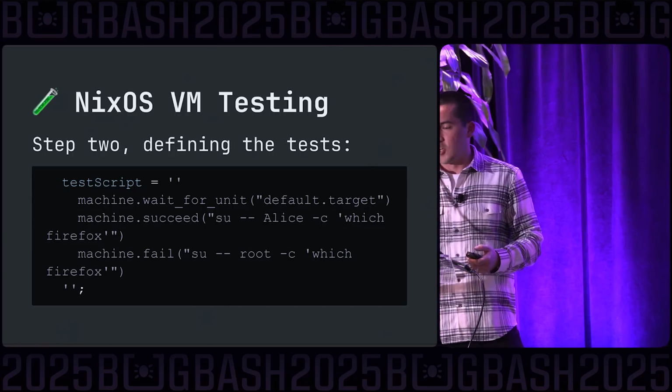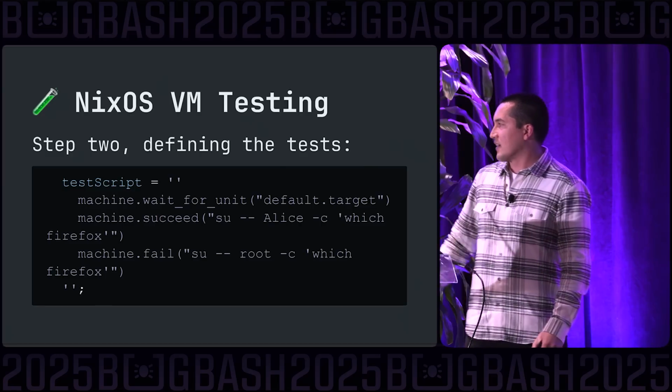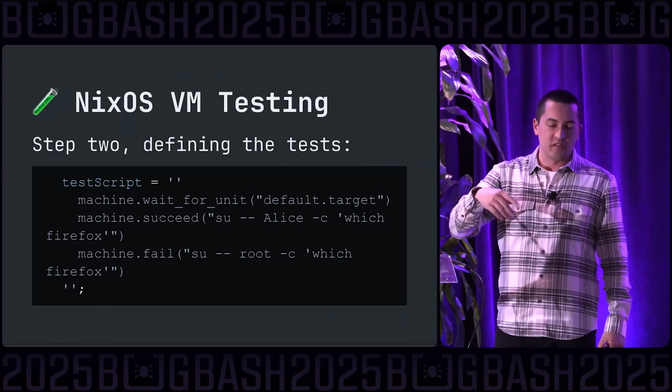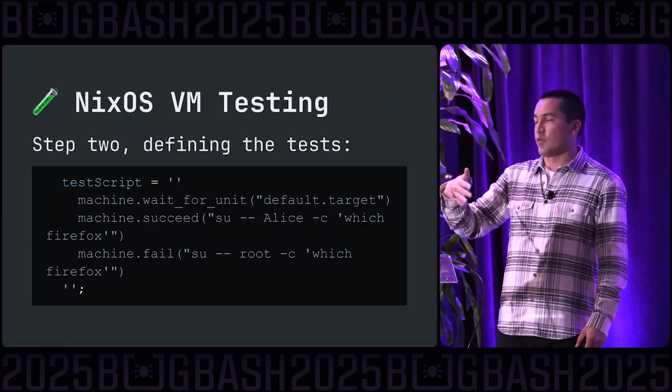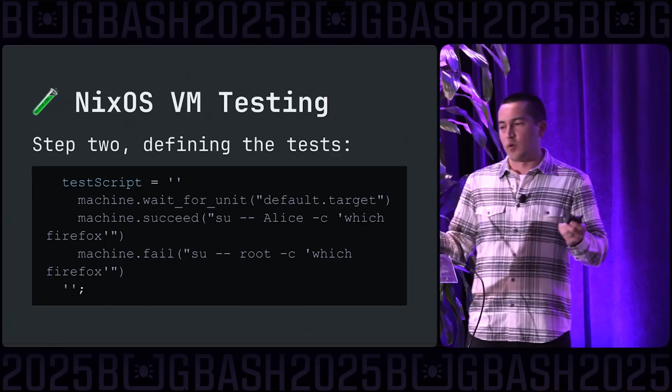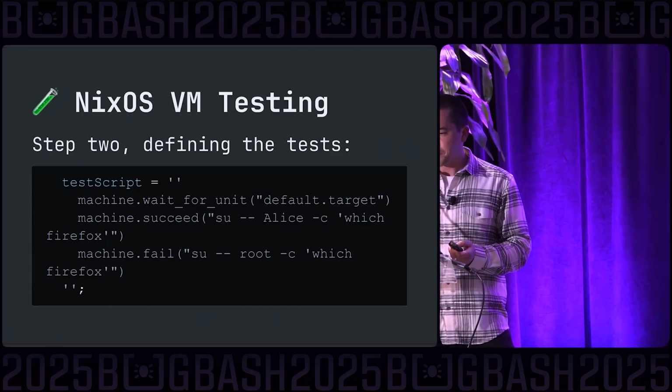So that's good. In this case, we're defining a test that the Alice user, I forgot to mention this, in the previous one, we installed Firefox for Alice. The Alice user has Firefox, and root does not have Firefox. Obviously a toy example, but you could do anything here.